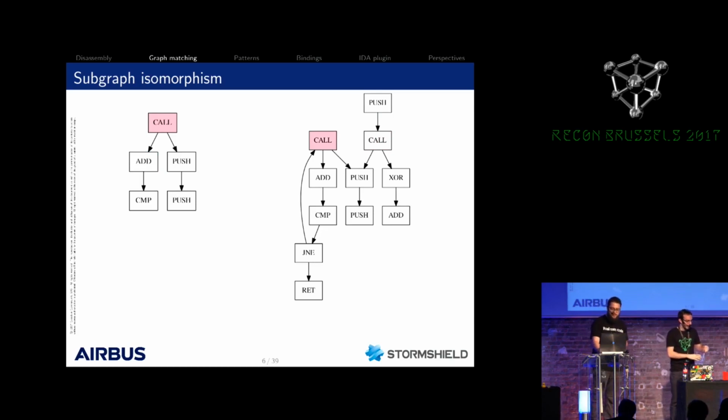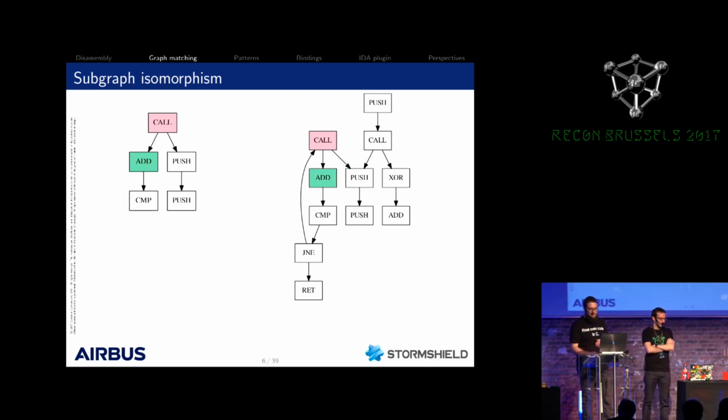So, okay, we match a call. The same thing, we have an add, so we look to the push at the right child. And no, so we try the other one. Yeah, we match the add. So again, there is a compare. Yeah, there is a compare. Okay. So next, and so on. So we found the push. Okay. And so on.